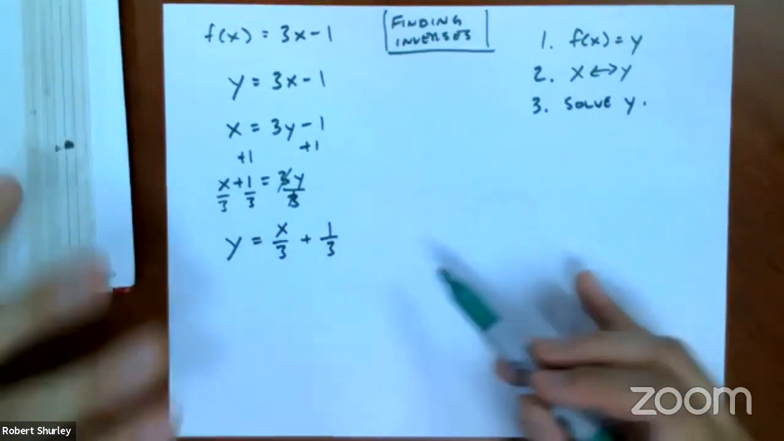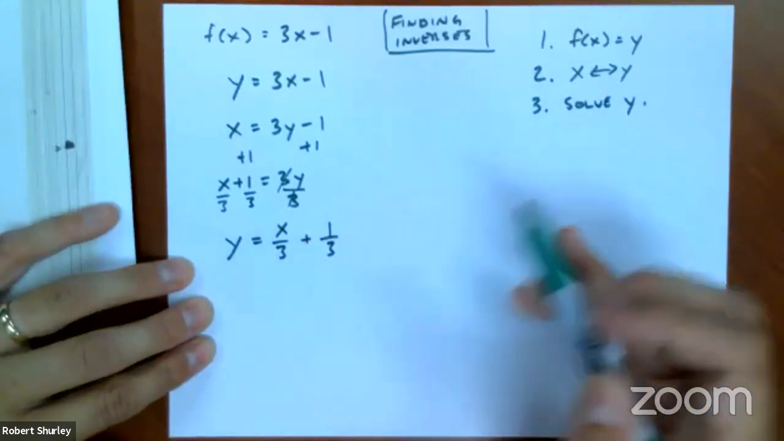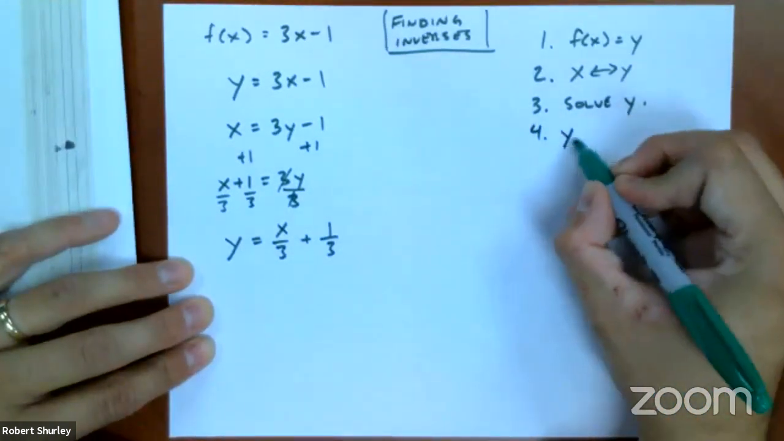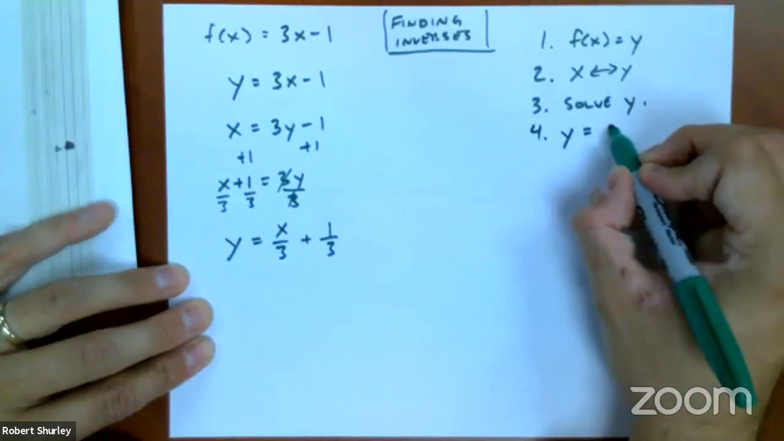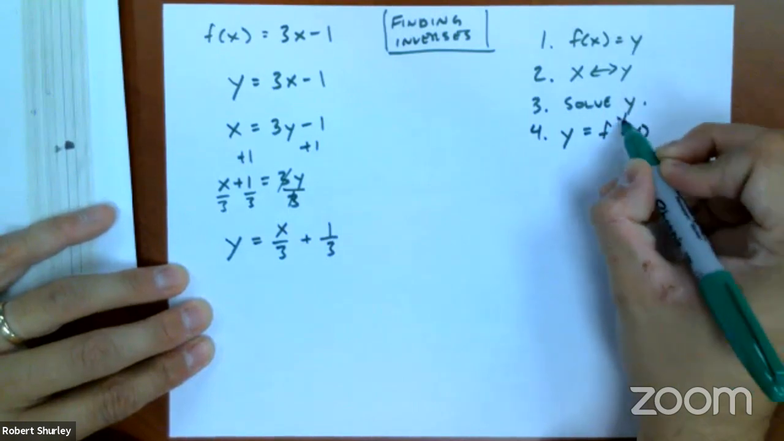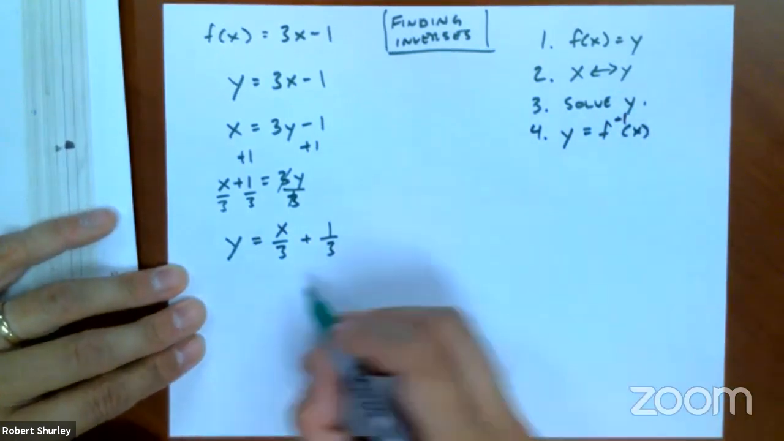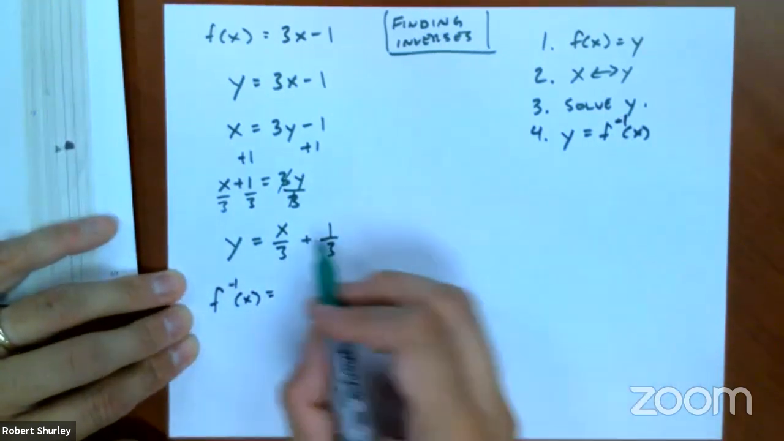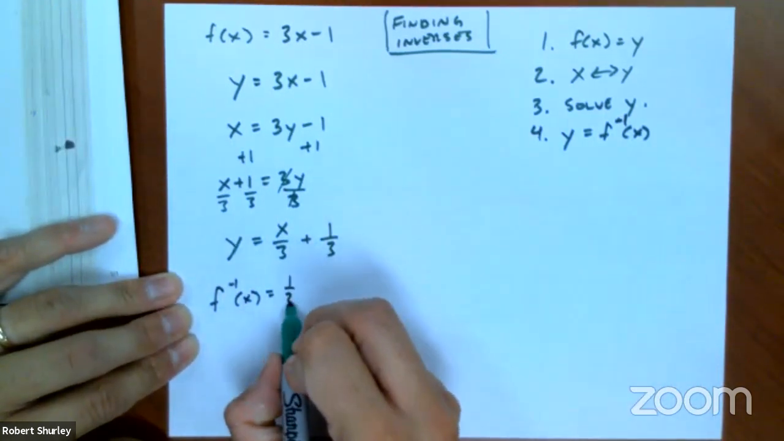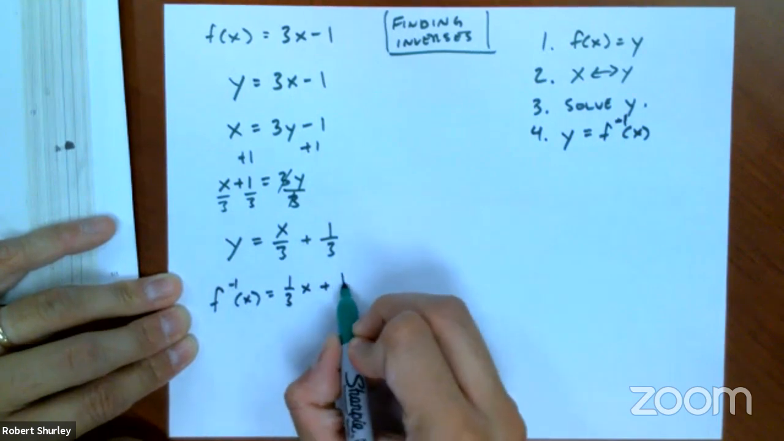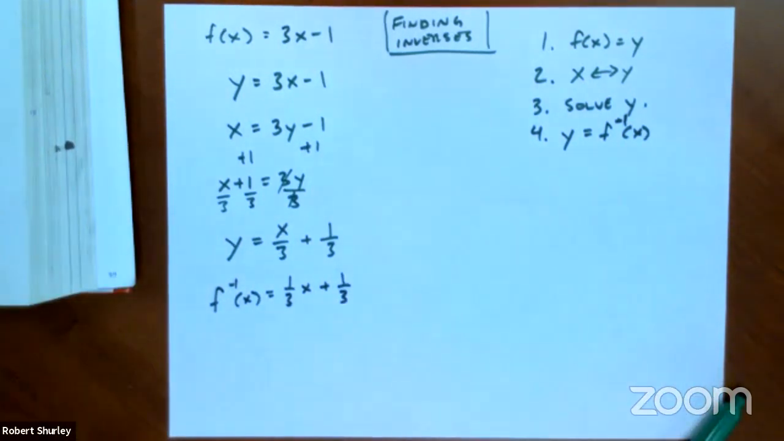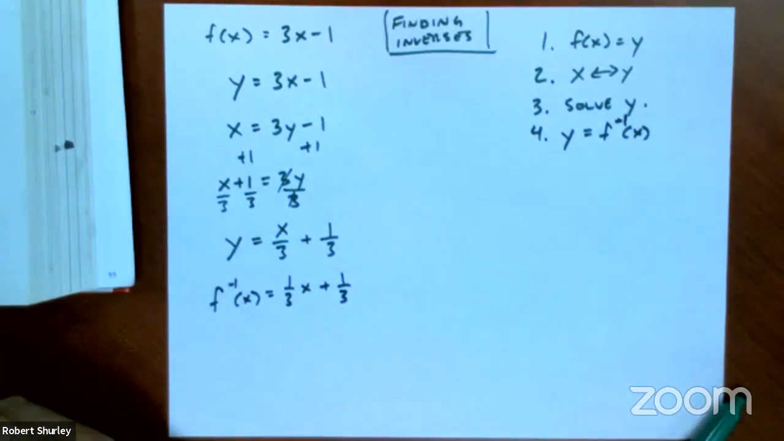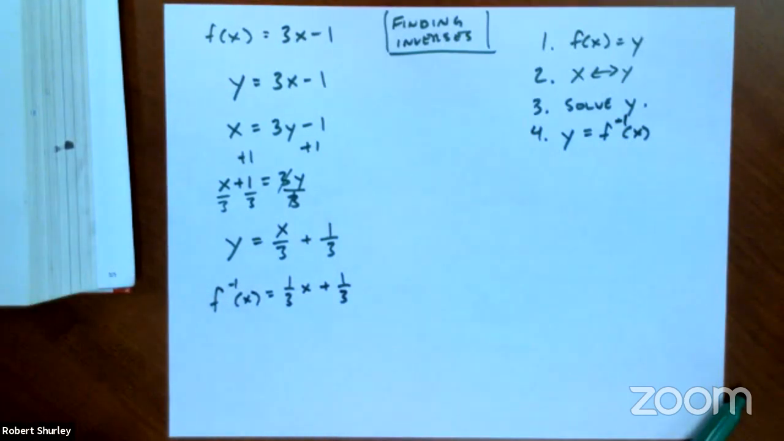Now I'm going to clean this up a little bit. Now look, this is your inverse function. So step 4, this new y is actually your inverse function, so we're going to write it as such. So it's f inverse of x equals 1/3 x plus 1/3, because x divided by 3 is just really 1/3 x.